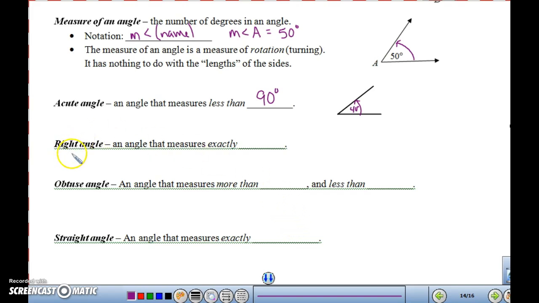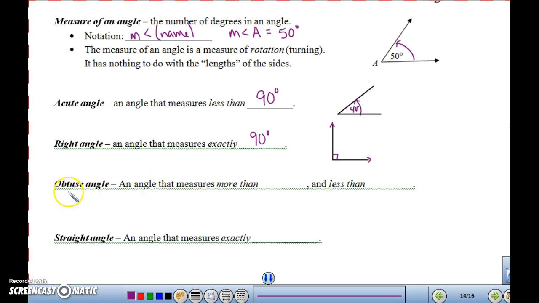Okay. The next kind of angle is a right angle. It's an angle that measures exactly 90 degrees. So that's the one that looks like an L. It's a perfect L. And usually when you see a right angle, there will be a little box in the corner to indicate that this is a right angle. The little box means it's a nice square corner. So that is a right angle. Don't assume something is a right angle unless you know for sure.